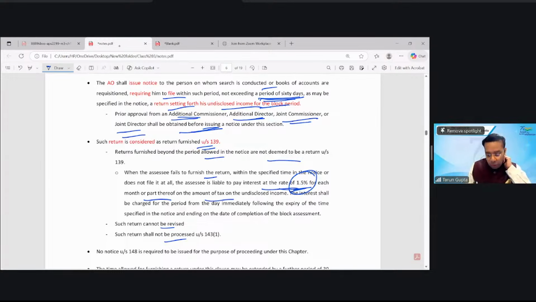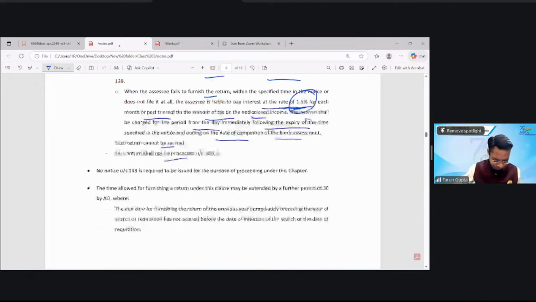On the amount of tax on the undisclosed income, interest is always levied on the amount of tax. So whatever tax is computed on the undisclosed income, on that tax, interest at 1.5% per month or part of the month is also levied if the assessee has not furnished the return within the time. The interest shall be charged for the period from the day immediately following the expiry of the time specified in the notice, ending on the date of completion of block assessment.